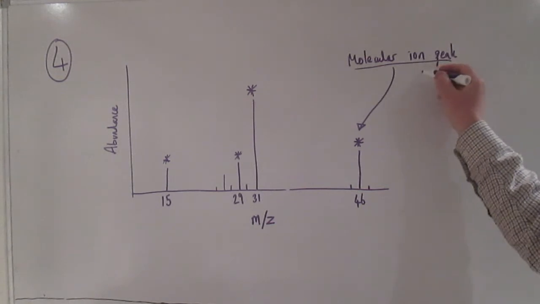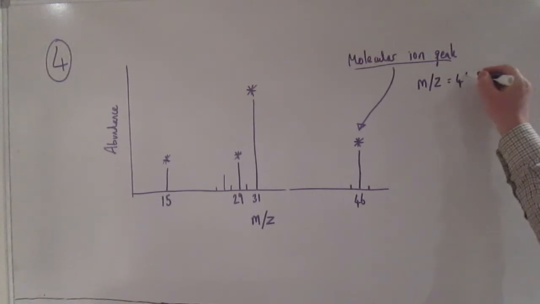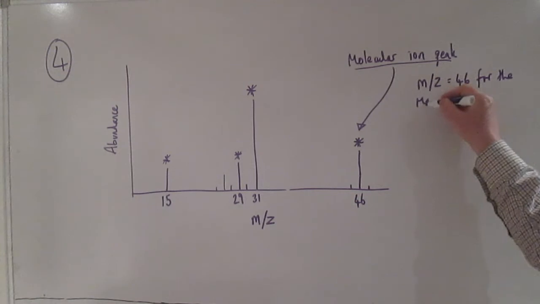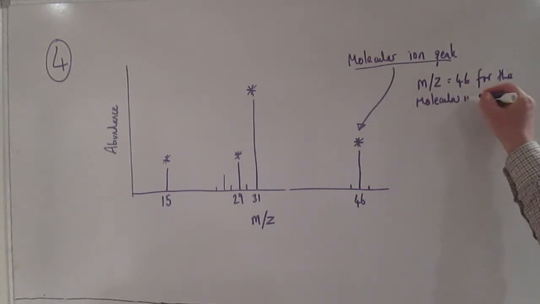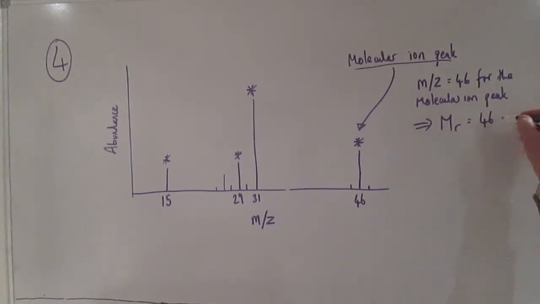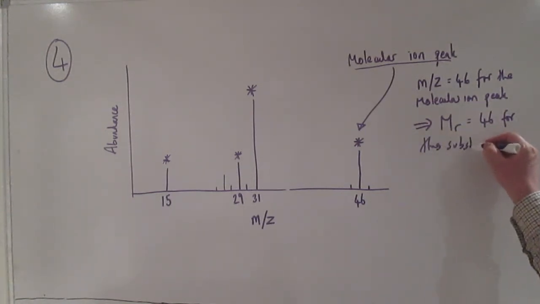So what you do is explain then that m/z is equal to 46 for the molecular ion peak, and that just means that the MR is equal to 46 for this substance. So it's a very simple and effective way of finding the MR of a substance, which obviously is really, really useful when you're trying to figure out what the structure is. So that's our starting point.